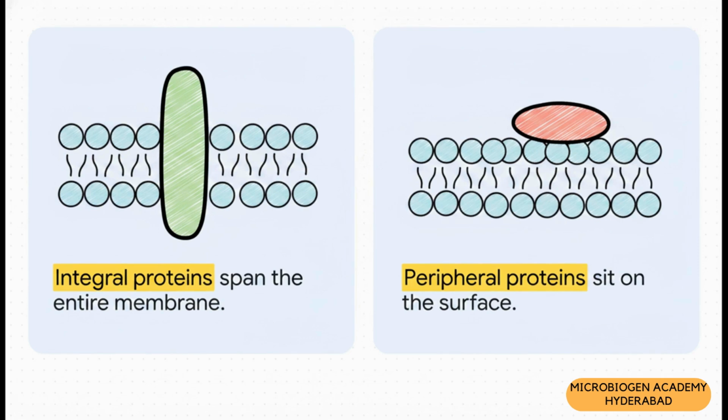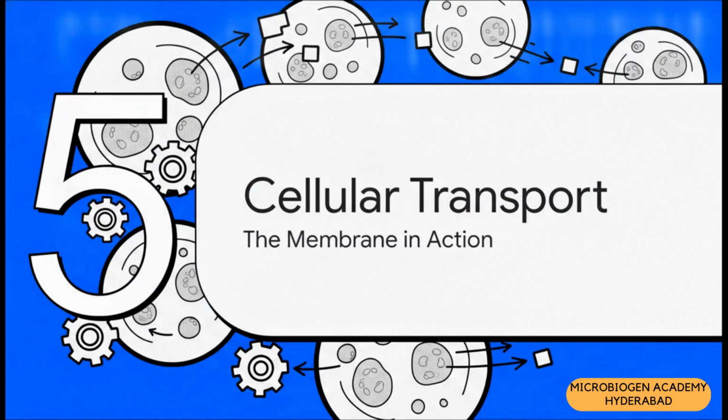Conversely, we have peripheral proteins. These guys just sit loosely on the surface, either inside or outside the cell, and they do not plunge into the hydrophobic core. Instead, they provide mechanical support, often anchoring the cell's internal skeleton to the membrane to give the cell its physical shape. Finally, let's wrap up with part 5, functions and cellular transport.